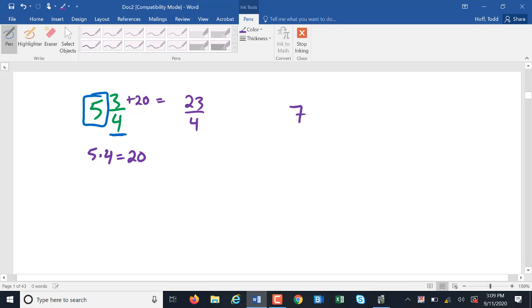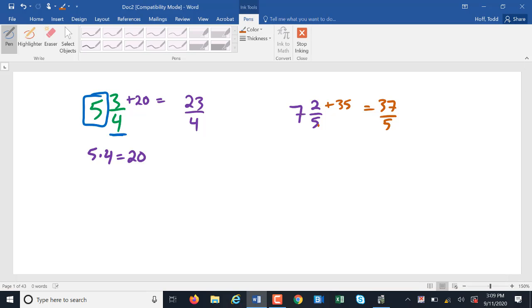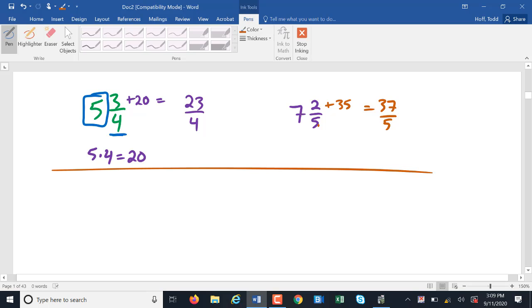If I have 7 and 2/5, what do I do? 7 times 5 is 35, plus the 2 is 37/5. Good. So if you go back a couple of problems, 1 through 11 there on that same section, are changing them from a mixed number back into an improper fraction. We'll give you a couple minutes, then we'll go over those.